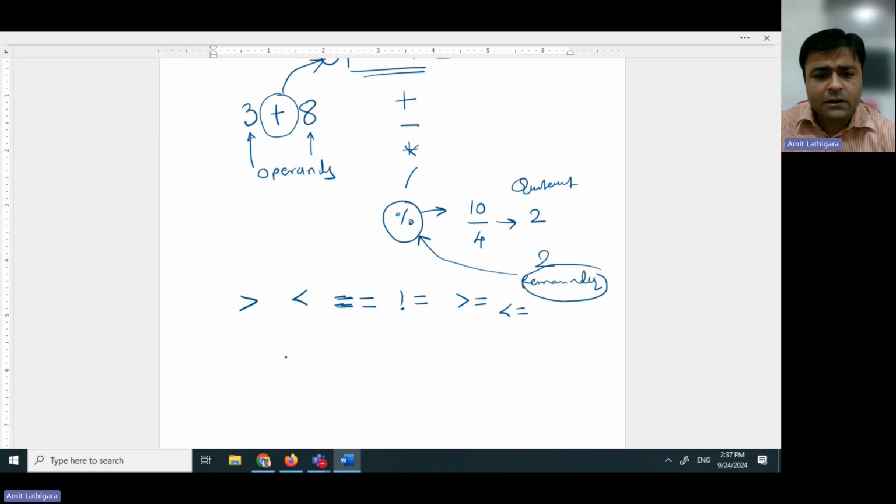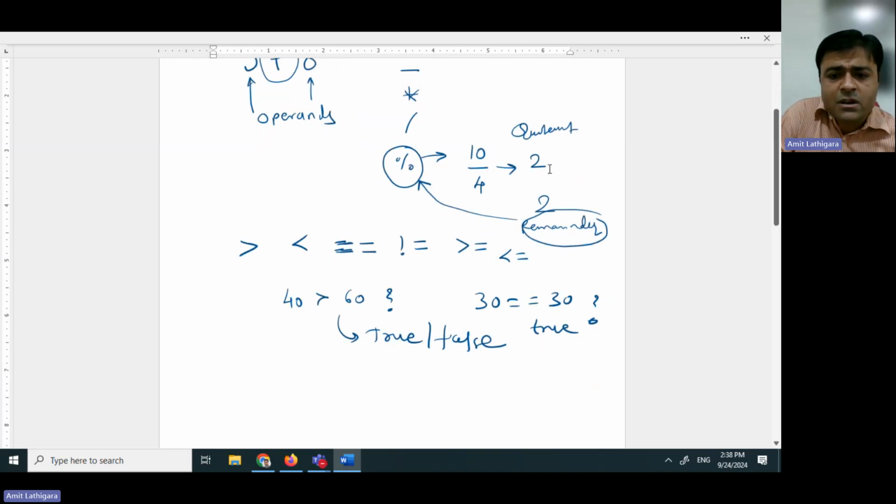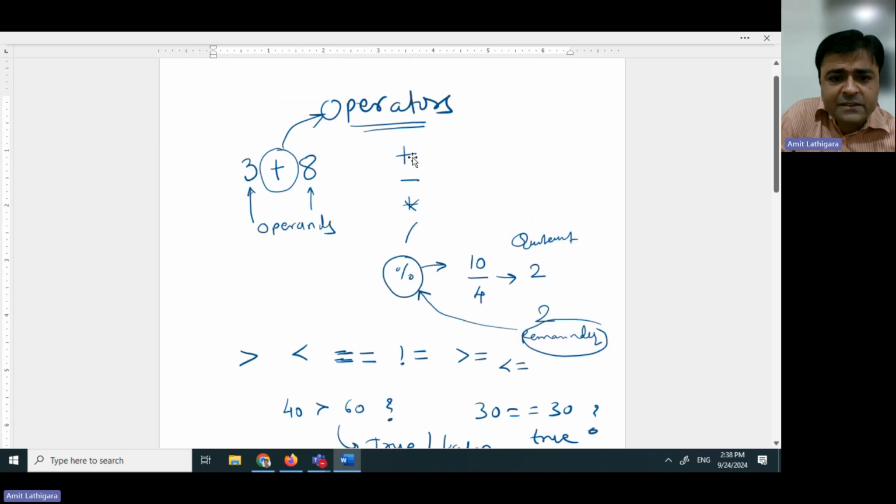For example, 40 greater than 60. Whenever we are using a relational operator, a question arises, because it gives a result in terms of either true or false. 30 is equal to 30. The answer is true. So relational operators give answers in terms of true and false. So the first category of operators is arithmetic operators.